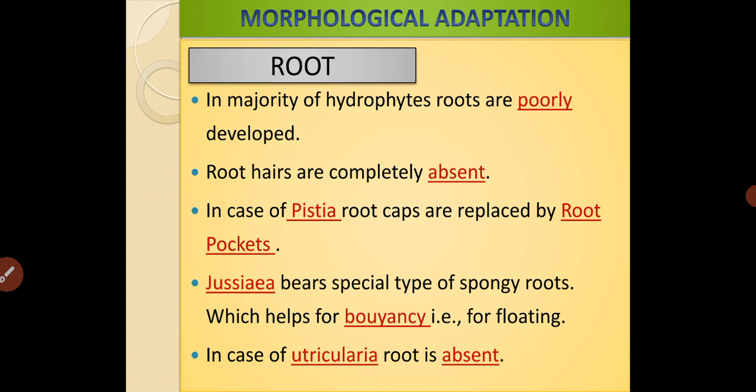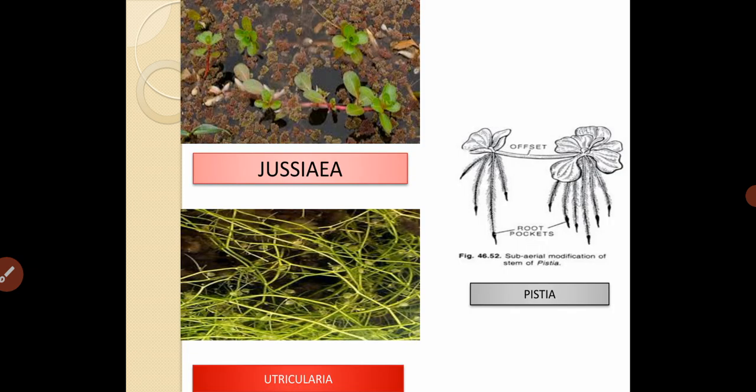In case of Jussiaea, it bears a special type of spongy roots which help for buoyancy, that is, for floating. In case of Utricularia, root is completely absent. This pictorial shows the root modification. As in case of Jussiaea, white floating roots are present, also called spongy roots, which help for buoyancy. Buoyancy is nothing but floating. In case of Utricularia, root is completely absent. In case of Pistia, root caps are replaced by root pockets.